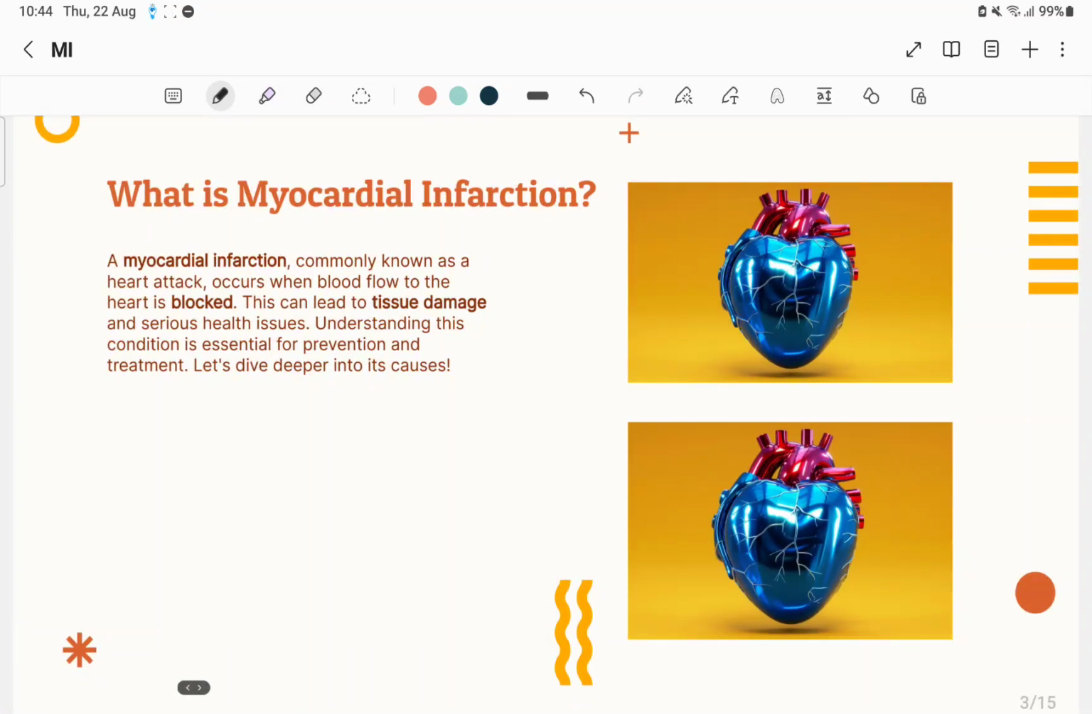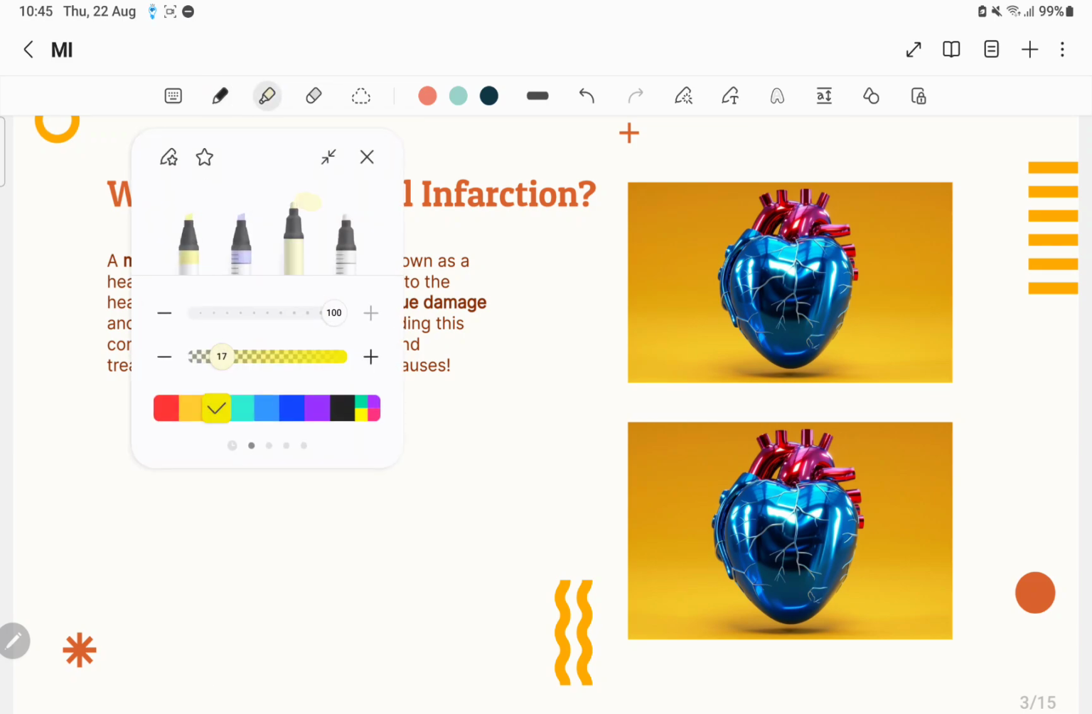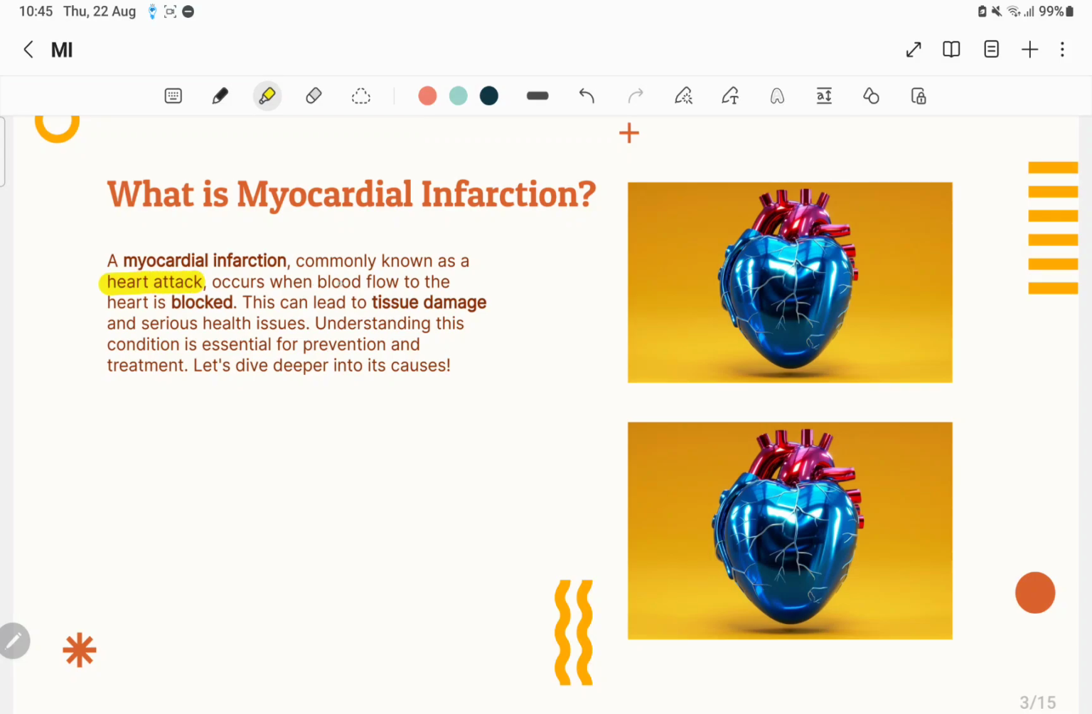So what is myocardial infarction? A myocardial infarction is commonly known as a heart attack. A heart attack occurs when blood flow through the heart is blocked. This can lead to tissue damage and serious health issues. So understanding this condition is essential for prevention and treatment.